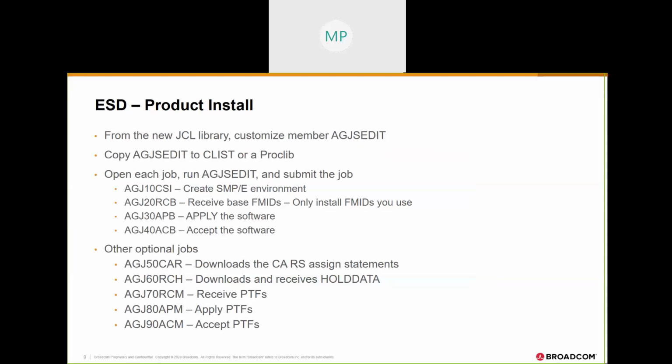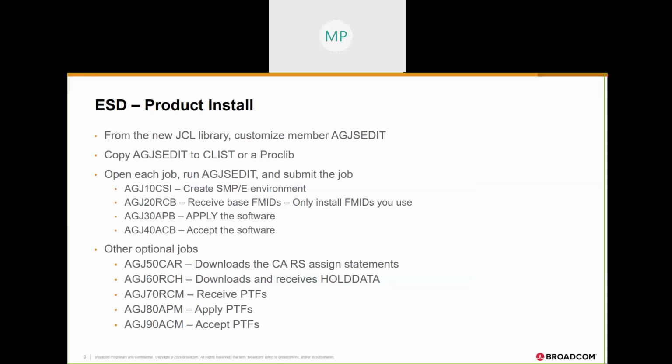And once copied, edit each of the following jobs and run AGJSEdit. You can also edit the REXX exec member called AGJEDALL to update all of the jobs at once. There are 9 jobs that need to be submitted in order.